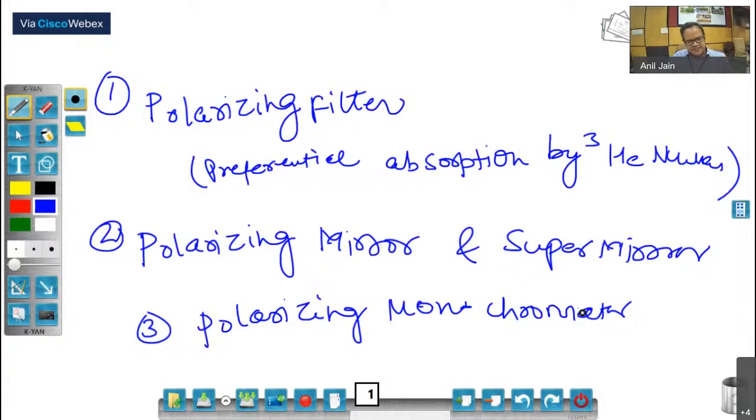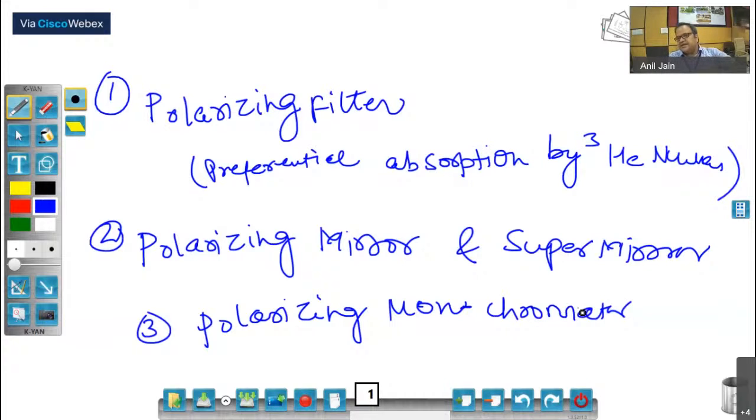But please remember this one thumb rule when you are doing polarized neutron scattering. If your P is parallel to the scattering vector, means initial neutron polarization is parallel to the scattering vector, then all magnetic scattering goes to the spin flip channel. Please keep this in the back of your mind.